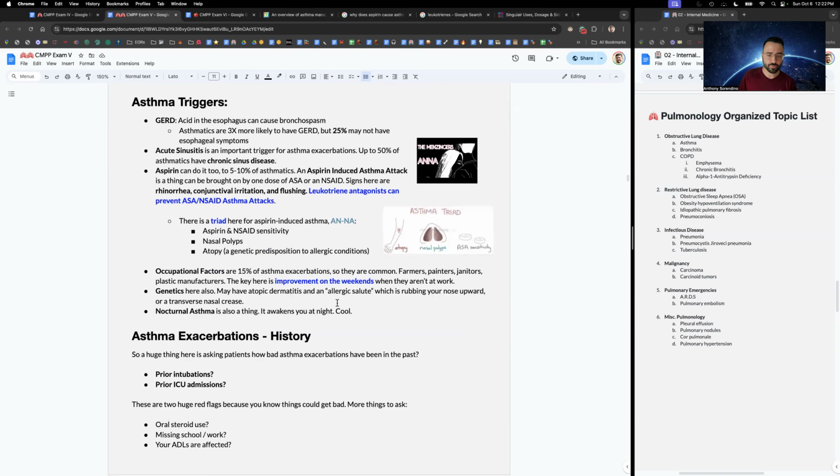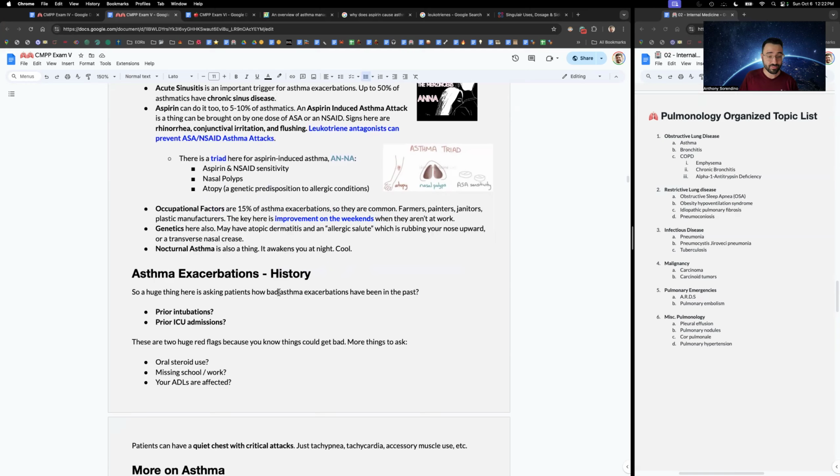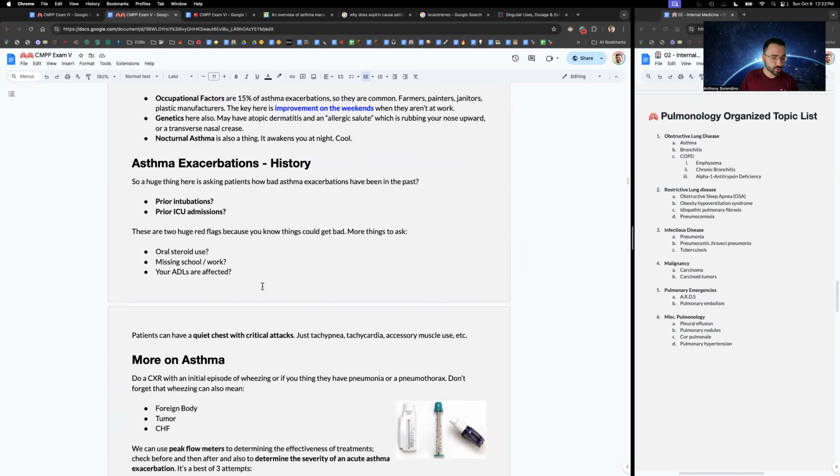Occupational, obviously, so look for improvement on the weekends. If you're working around chemicals or outdoors and you keep having these flare-ups, but when you're at home you're better, then it's most likely asthma. You can also have nocturnal asthma. These are always questions you want to ask, and these are always big ones.